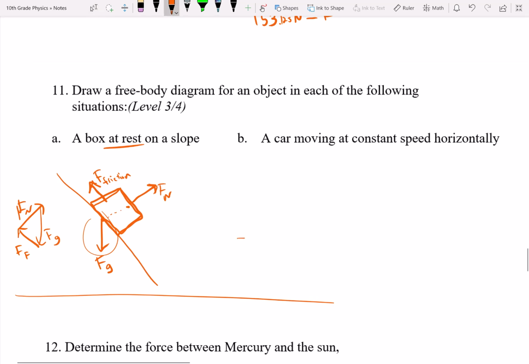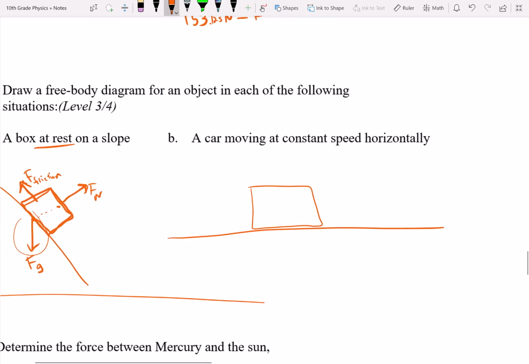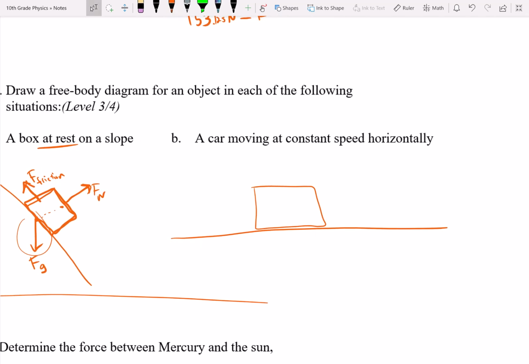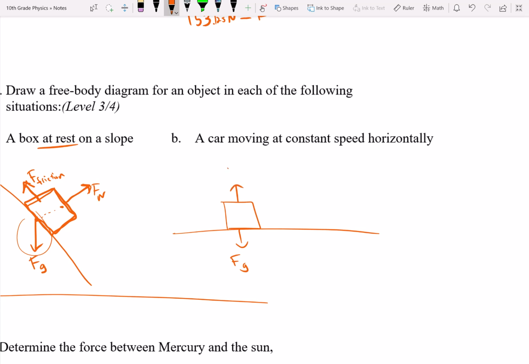Next one is a car moving at a constant speed horizontally. So here's our car. The nice thing about free body diagrams, you don't have to draw them nicely. Let's be really precise about this. So here's a simple one, which would be okay, right? Here's your car. The force of gravity is going to pull you down. The normal force should be, notice these two are the same size, the same as the force of gravity because the car is not sinking in, right?